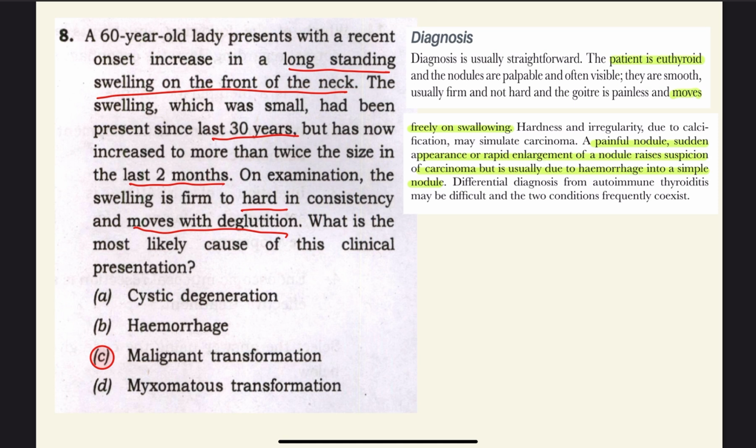The first thing is that the swelling moves with deglutition, so it is related to the thyroid gland. The swelling is long-standing, meaning this lady has a goiter. In the last 2 months the swelling has become hard and is increasing. There is a paragraph saying a painful nodule, sudden appearance, or rapid enlargement of a nodule raises suspicion of carcinoma. Hemorrhage can occur, but if it were the last 2 days you could take hemorrhage as an option; it is the last 2 months, so it is cancer. So option C.